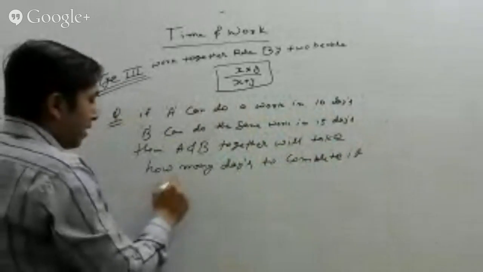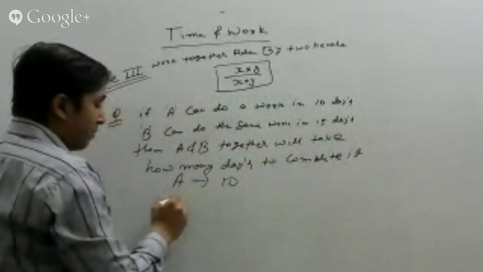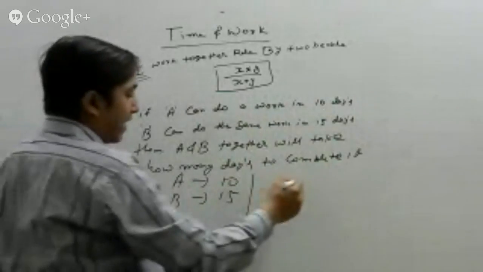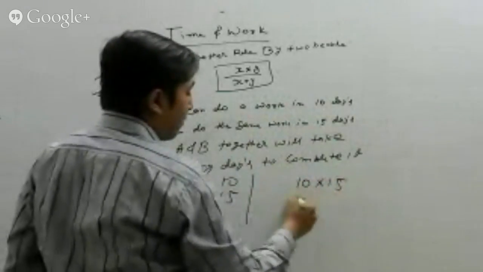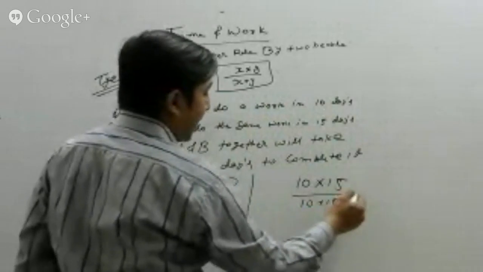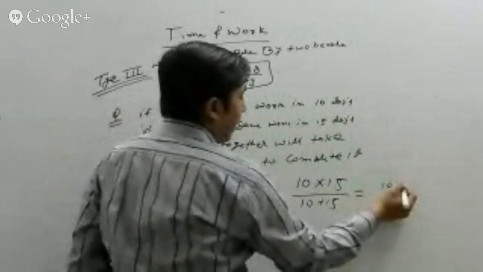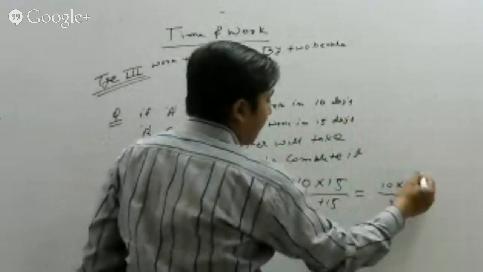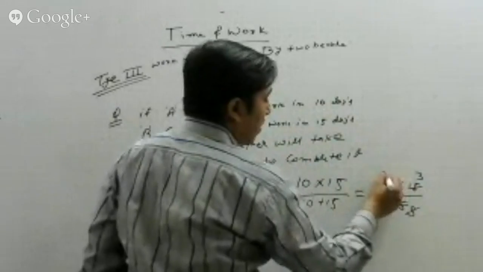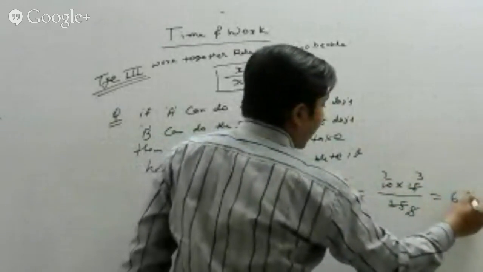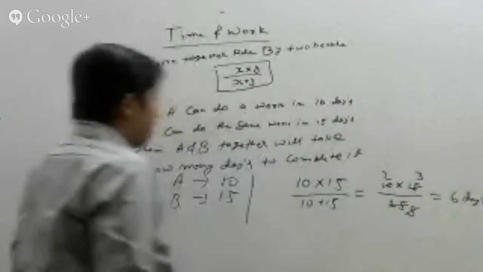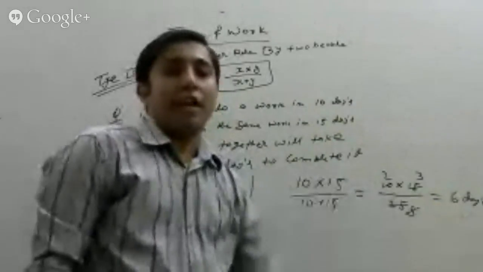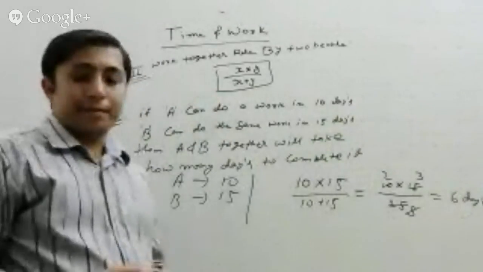In this question, we have A can do it in 10 days, B alone can do it in 15 days. So, A and B together will take 10 into 15 by 10 plus 15, which is equal to 10 into 15 by 25, which is equal to 6 days. So, A and B together will complete this work in 6 days if they are working together.